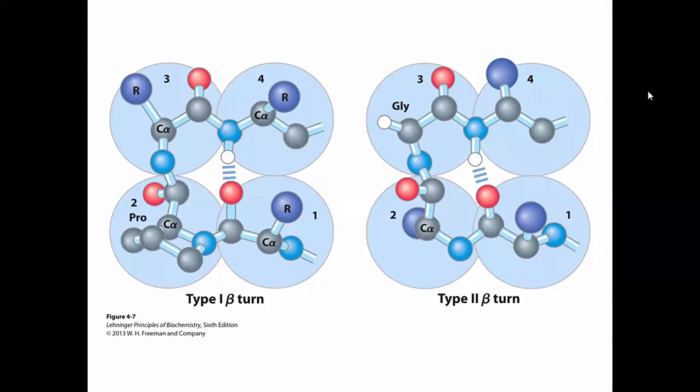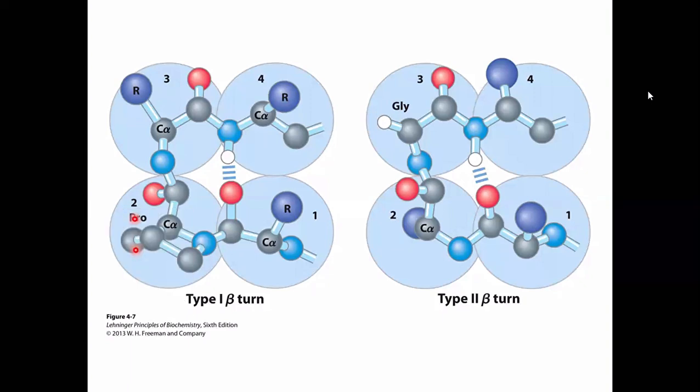Okay, and this is the type 2 beta turn, 1, 2, 3, 4, 4 amino acids as well, with a hydrogen bond in the middle and glycine at position number 3. And as I mentioned before, glycine is the smallest amino acid. That's why it's very flexible, with only one atom at the side chain, which is hydrogen. You can see the white dot here.